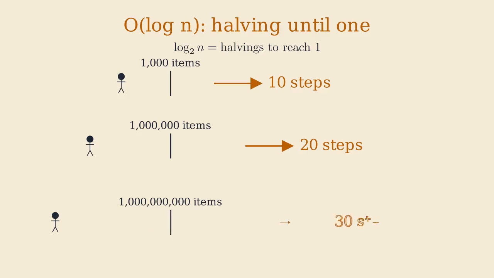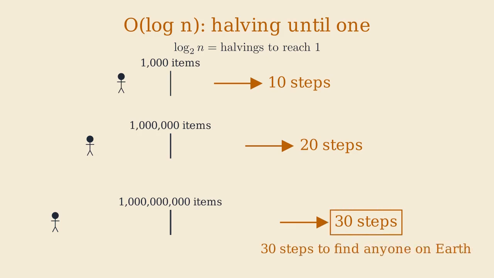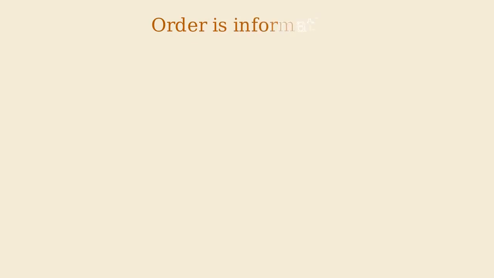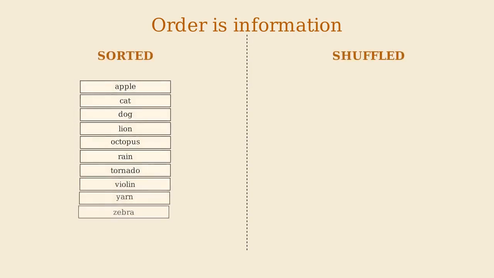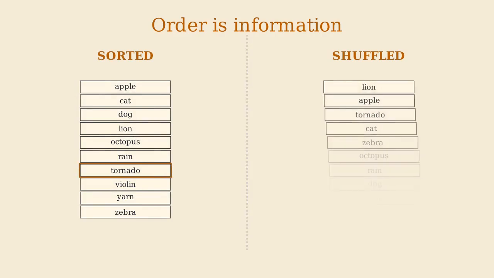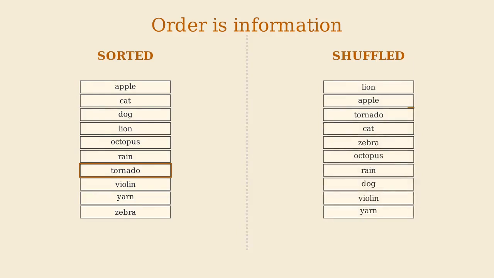That's not a clever trick. That's the universe rewarding you enormously for one property, the data being sorted. And that sorted requirement is the whole game. Binary search only works because the dictionary is in alphabetical order. When you open to page 1,000 and see tornado, you know with certainty that octopus is to the left. Not probably, certainly. Order is information.